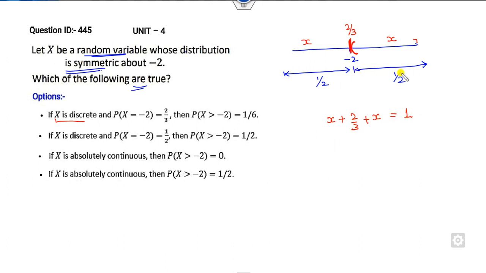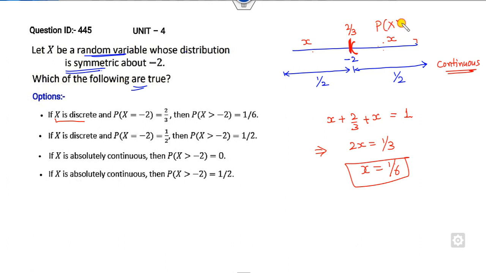So this is half and half for the continuous random variable. Fine. If it is discrete, then at this point both left and right are the same. So can you find the value of x from here? This is 1 by 3. What is x? How can you write this? Is greater than minus 2, which is a correct statement.